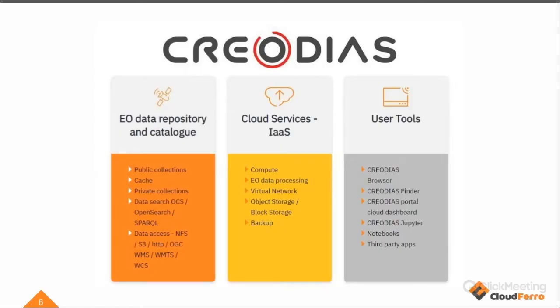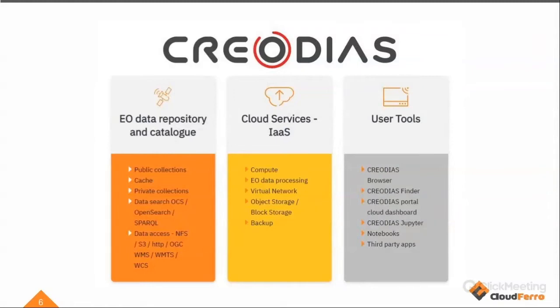So what does the CREODIAS platform look like and what is it exactly? First of all, this is an Earth observation data repository and catalog. Here our users can access public collections of datasets, private collections, and also use different data search options to find those datasets. Here it's also possible to use OGC services such as WMS, WCS, and so on. Also the datasets can be accessed through NFS or S3 protocols. So a great repository of datasets. This is one side of CREODIAS.